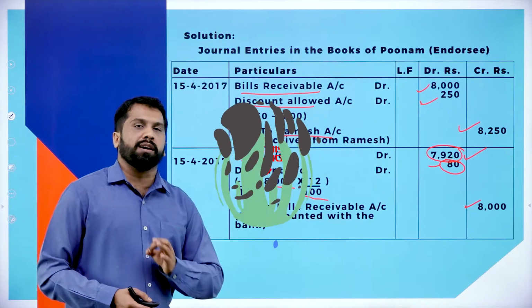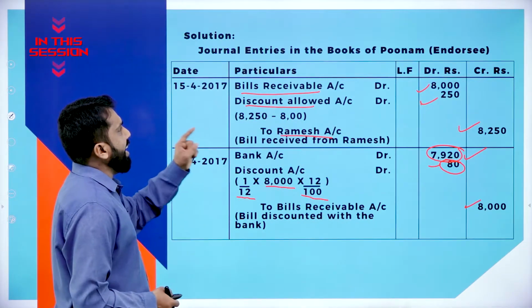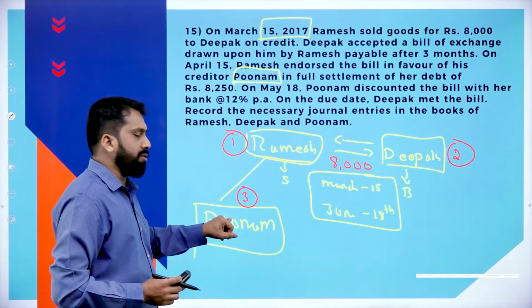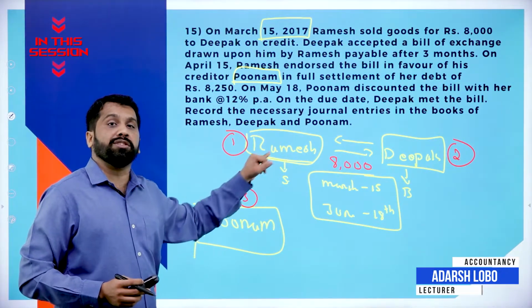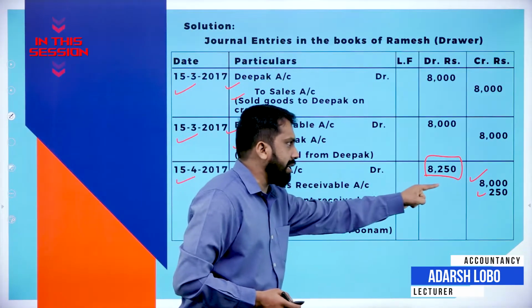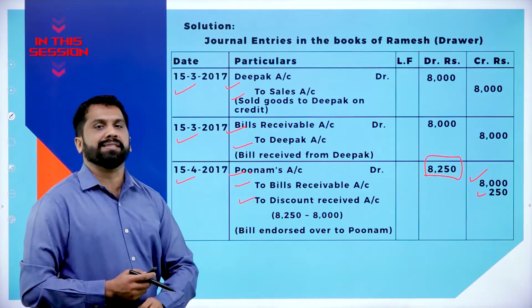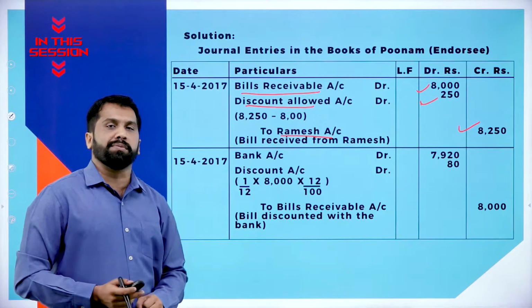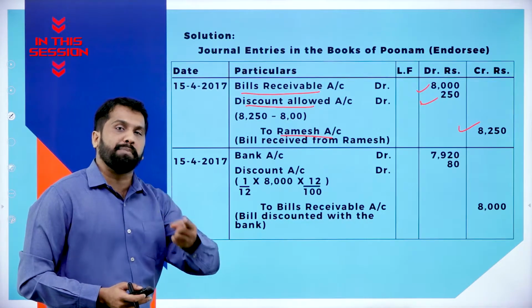Journal entries in the books of drawee. Drawee means what? Just assume that Ramesh has taken some goods from Poonam. How much does Ramesh have to pay to Poonam? He is supposed to pay, but paid only 8,250, called a discount. Bank discount to bills receivable. Poonam went to where? Bank.